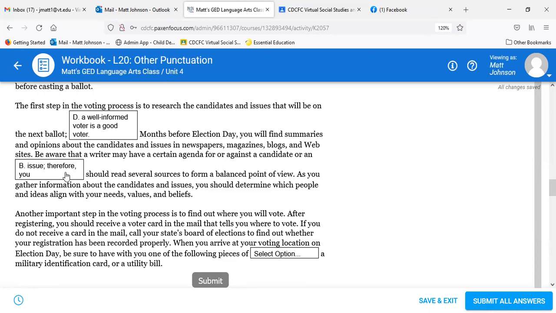Be aware that a writer may have a certain agenda for or against a candidate or an issue. You can have a whole sentence there. So if we're going to use a transitional word or phrase, we're going to use the semicolon, therefore, comma, you should read several sources to form a balanced point of view. It's just like, you could just as easily put a period after issue and use therefore, comma, and have another whole sentence, right? Therefore, you should read several sources to form a balanced point of view. Another complete idea after the semicolon.